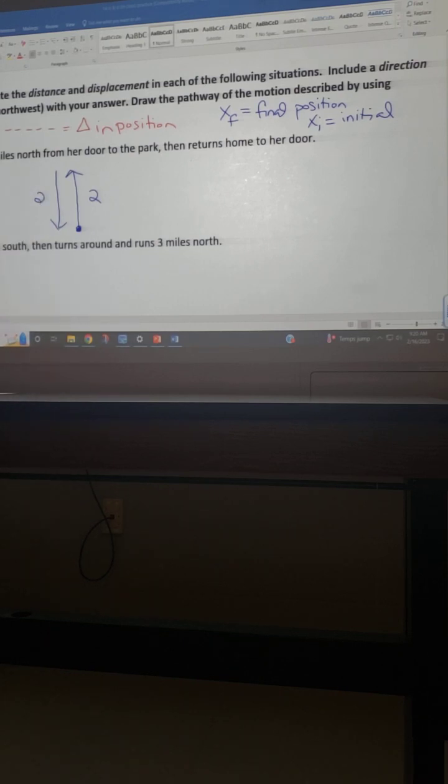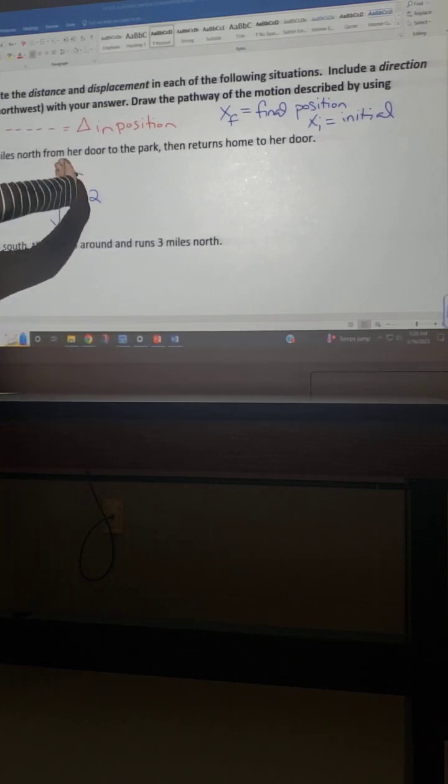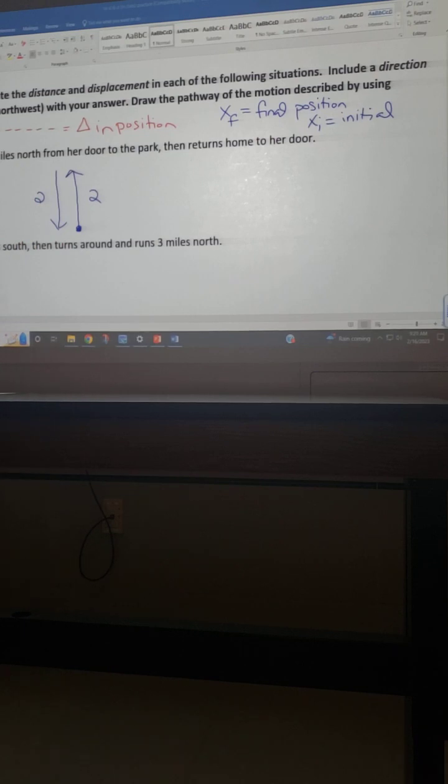I'm just going to use DT for distance. This isn't a true abbreviation, but I'm lazy. And DISP is displacement. If you want to write out distance and displacement, you're more than welcome to. So distance is all about the entire pathway. She walked 2 miles, turned around, 2 miles back. What would her distance be there? What do you think, Garrett? 4 miles. Tell me 4 miles.